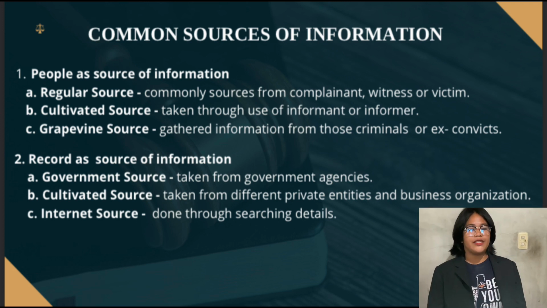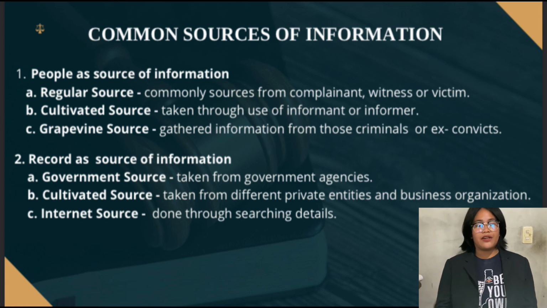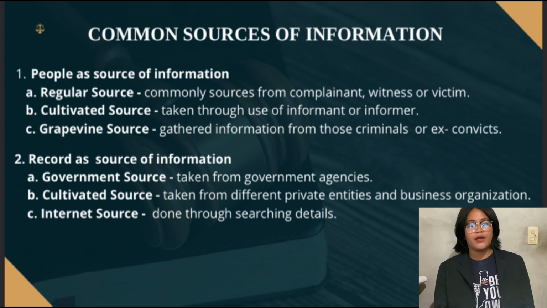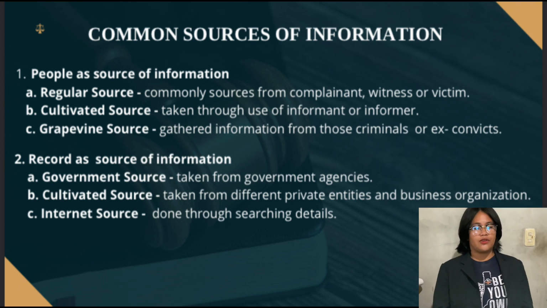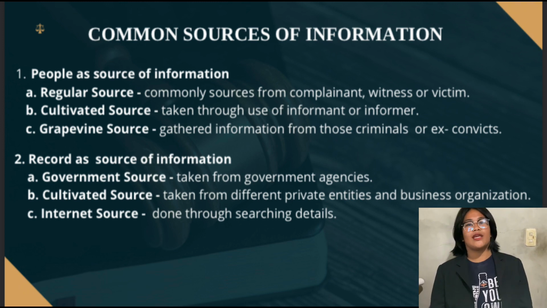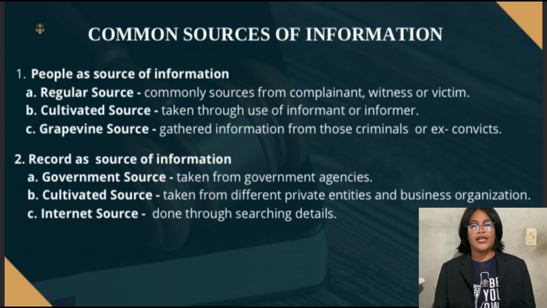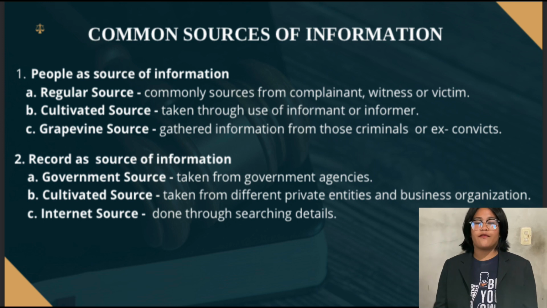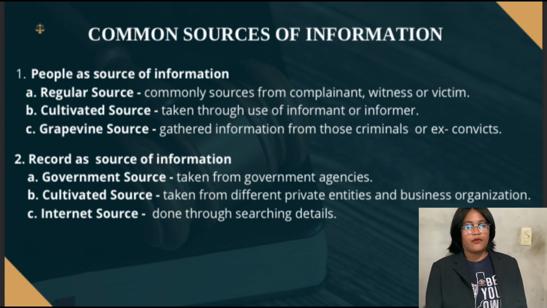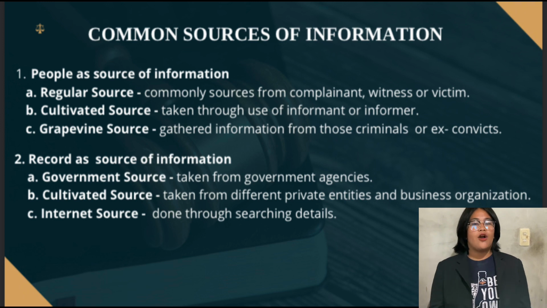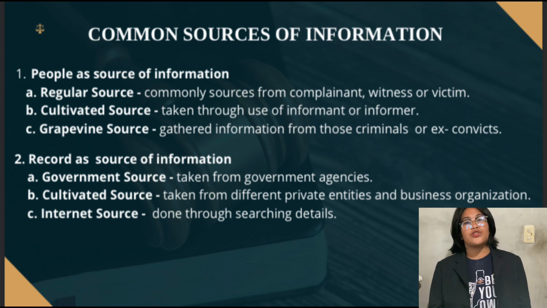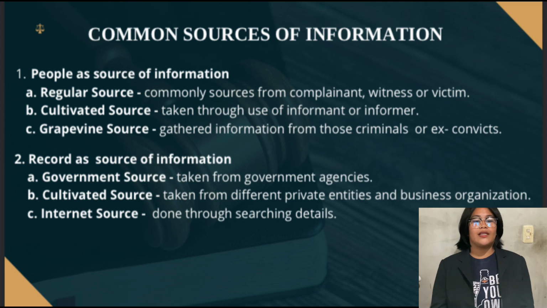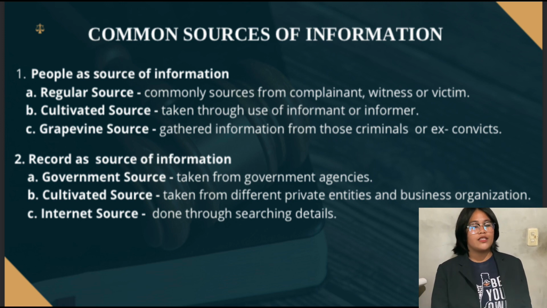There is also record as source of information. Under the record as source of information, there are government source, private source, and internet source. The government source are the sources taken from government agency or any of its instrumentality. The second one is the private source, or the sources of information that are usually taken from different private entities or business organizations. The third one is the internet source, or the modern source of information that is done through searching specific detail by typing a desired key or phrases in the different search engines.